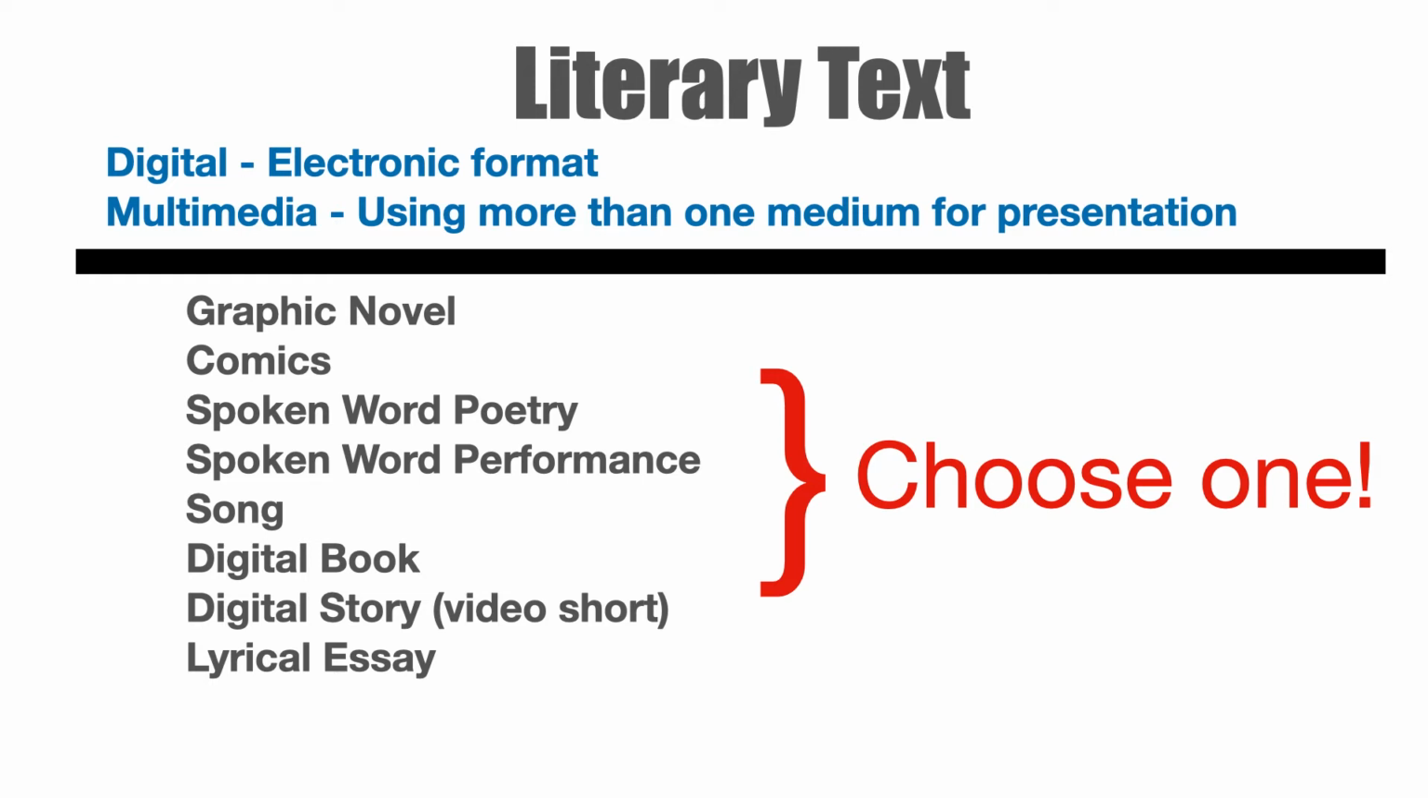So your literary text can be digital or multimedia. And some options for types of things you can choose from includes graphic novels, comics, spoken word poetry or other types of spoken word performance, song lyrics, a digital book, a digital story or a video short, or a lyrical essay. You're going to choose just one of these types of literary texts.